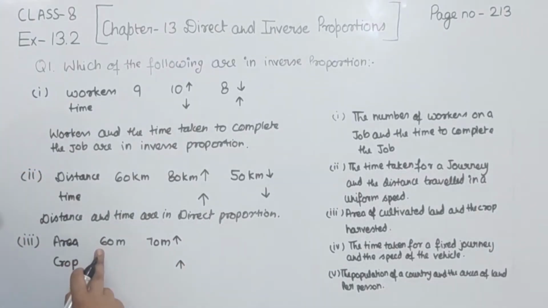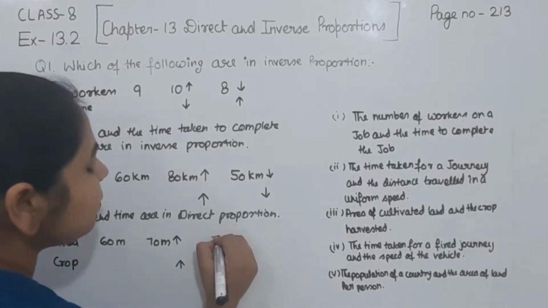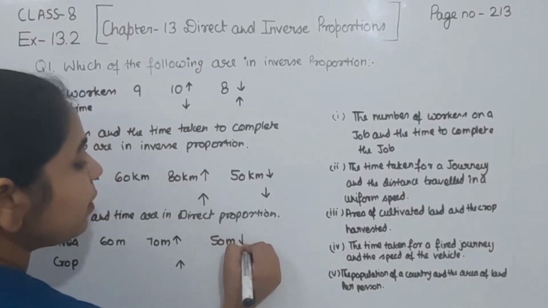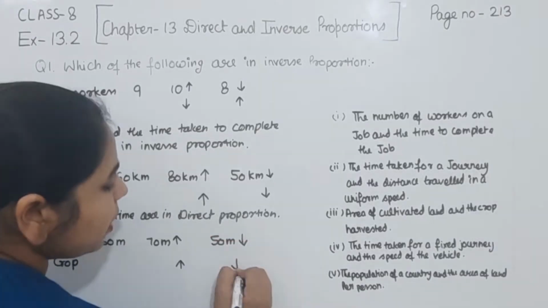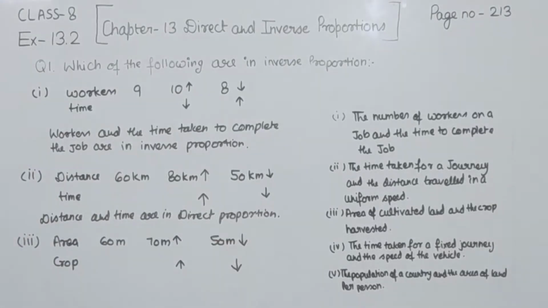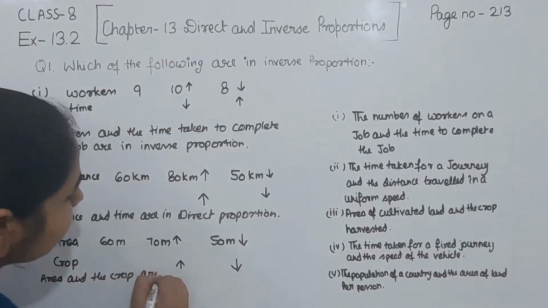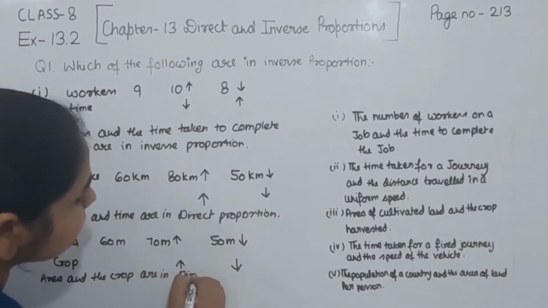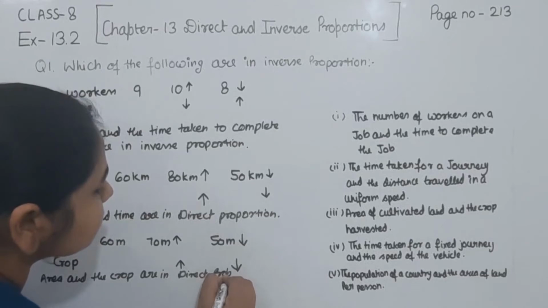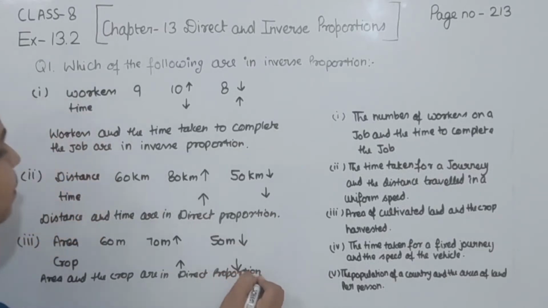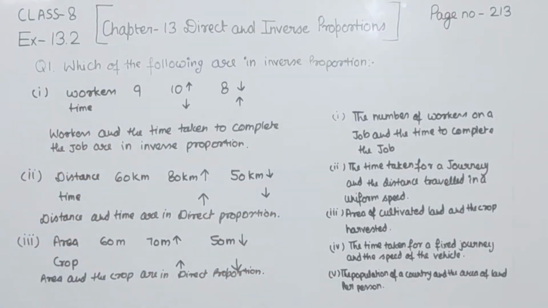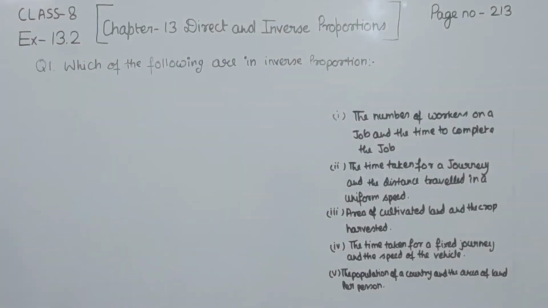Now suppose we are having the area of 60 meter, it will decrease to the 50 meter. So if the area will decrease, then the crop will also decrease. So the area and the crop relationship is in the direct proportion. So we are going to write here: area and the crop are in direct proportion. So this one we are having is the part 3. Now comes to the part 4.